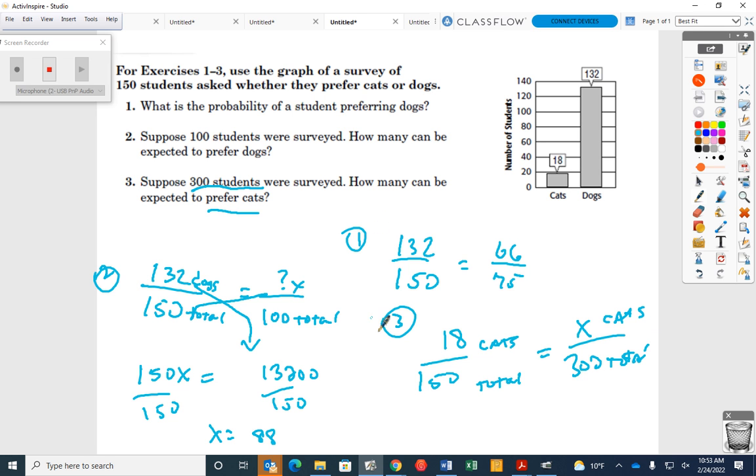So I would expect 36 of those to be cats. Okay? Mr. Percy, how do you know that this isn't theoretical? Because it doesn't say like. Well, it says it's based on a survey of 150 students. I see now. Okay.